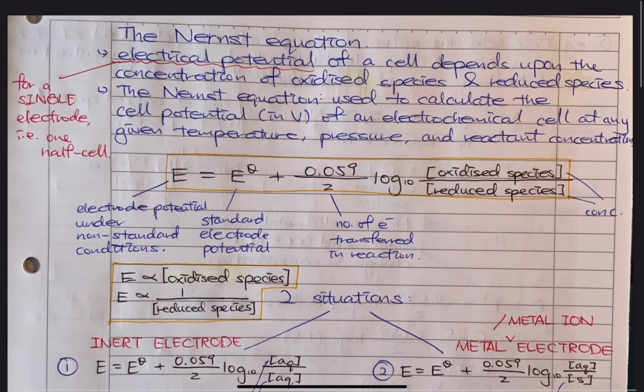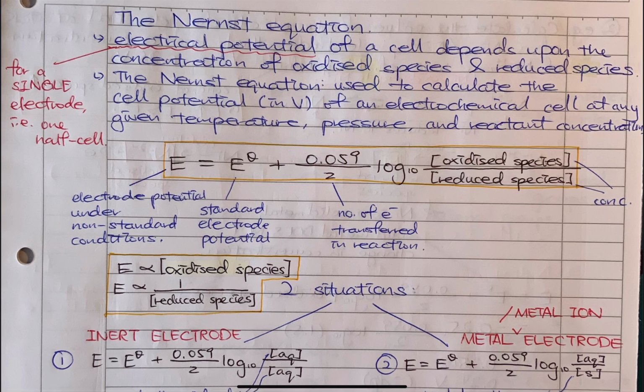So the Nernst equation is basically a way for you to figure out the electrical potential when the galvanic cell is not under the standard condition. This equation tells you that the E value depends on the concentration of both the oxidized species and the reduced species. You can see from the equation here, it all relies on the concentration of those two species.